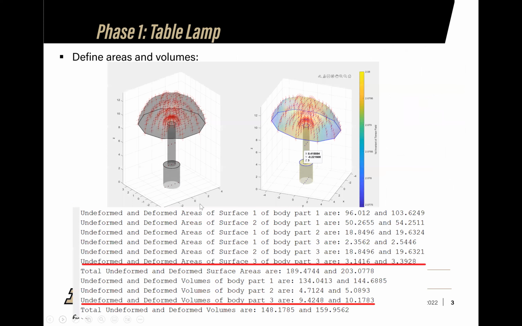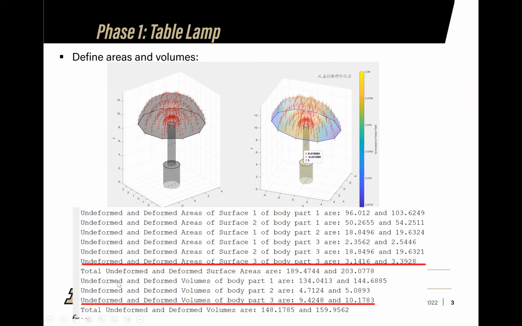Coming to the MATLAB output, this is the output that I've obtained after running the code, which is similar to the output obtained from last week's project. The only difference here is that it gives us the undeformed and deformed areas for all the parts of the body. As you can see, these are the areas for every surface that I've defined. And this is the volume for all the three parts.